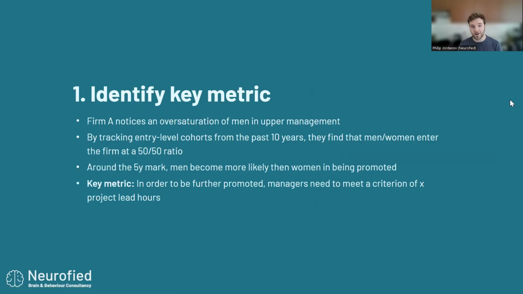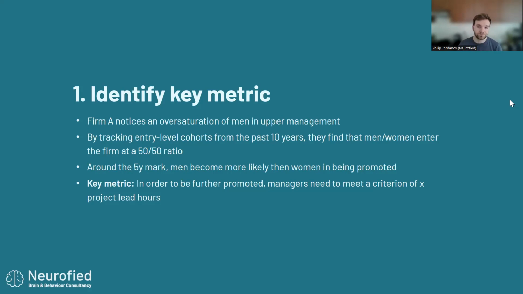So going back to that case study, around this 5-year mark, they see a problem. And what they do is they review all the criteria that are being used at this 5-year mark for making a promotion. And what they see is that in order to be further promoted, managers around the 5-year mark need to match this criteria of an X amount of project lead hours. So this is normal, right? In every high-level firm, you see that if you want to be an upper level manager, you just need to have experience leading projects. So they dissect this data, and what they find is that this is the key metric, the key benchmark that they have used to select managers for upper management.